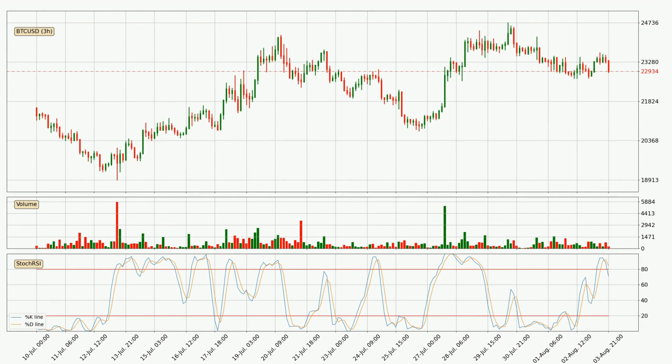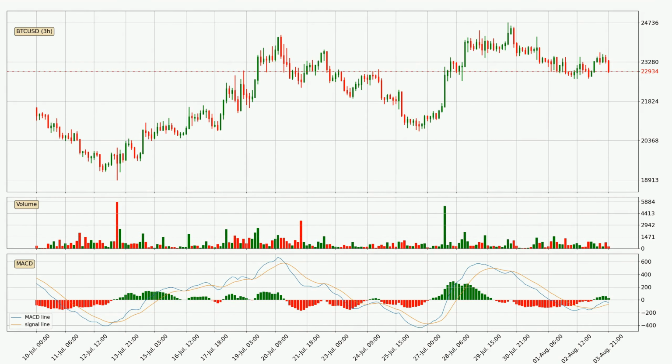Looking at the 3-hourly stochastic RSI, both the %K and %D lines are in the higher region, which means that the price is getting overbought and soon a trend change or at least some kind of consolidation could be expected. The K line is below the D line, which shows that the trend has shifted to the downside.